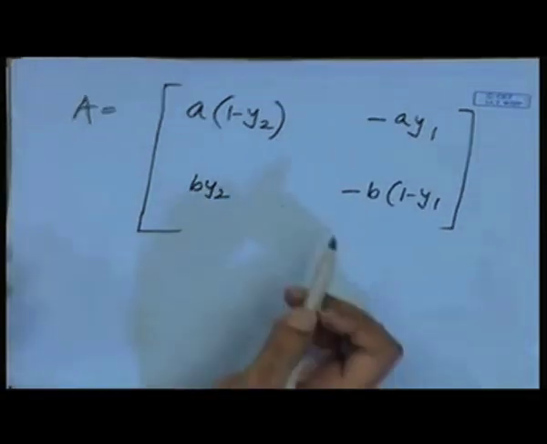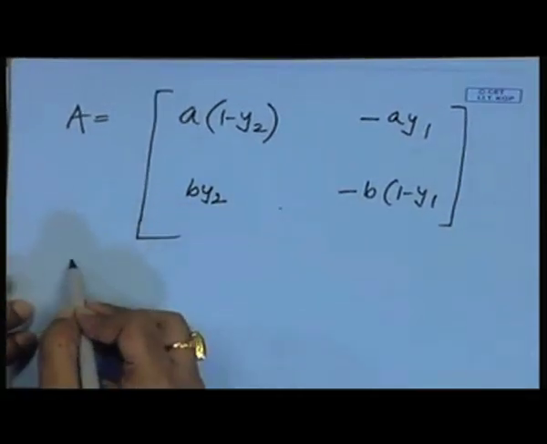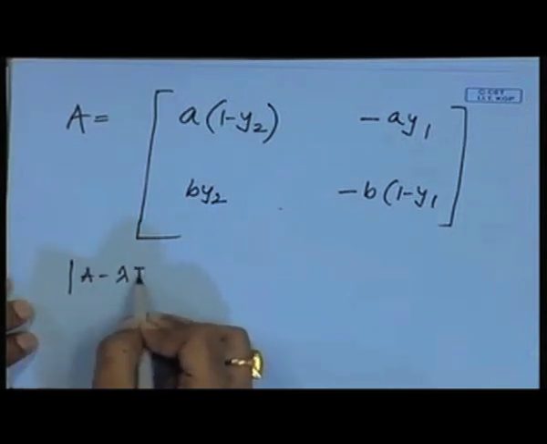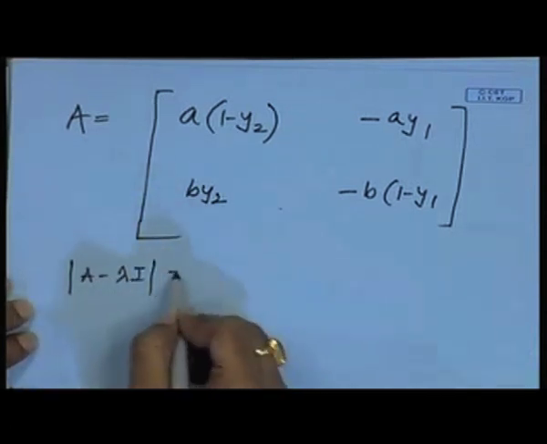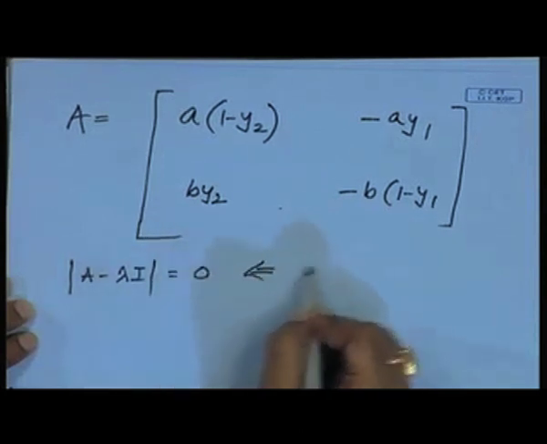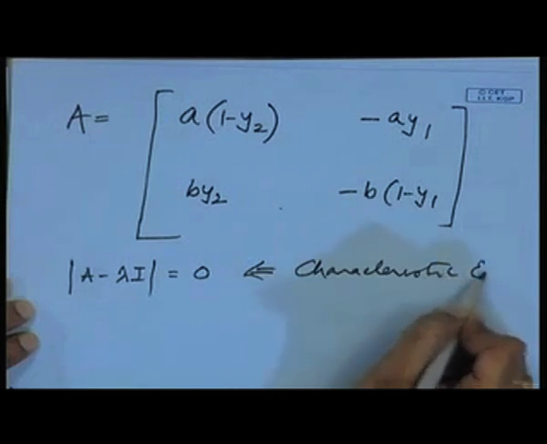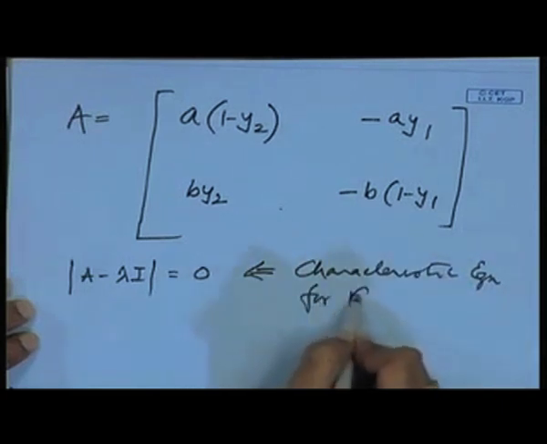Now, I have to find out what my eigenvalues are. How do I find that out? I have to first calculate the determinant of A minus lambda I and equate that to 0. This will give me my characteristic equation for the eigenvalues.